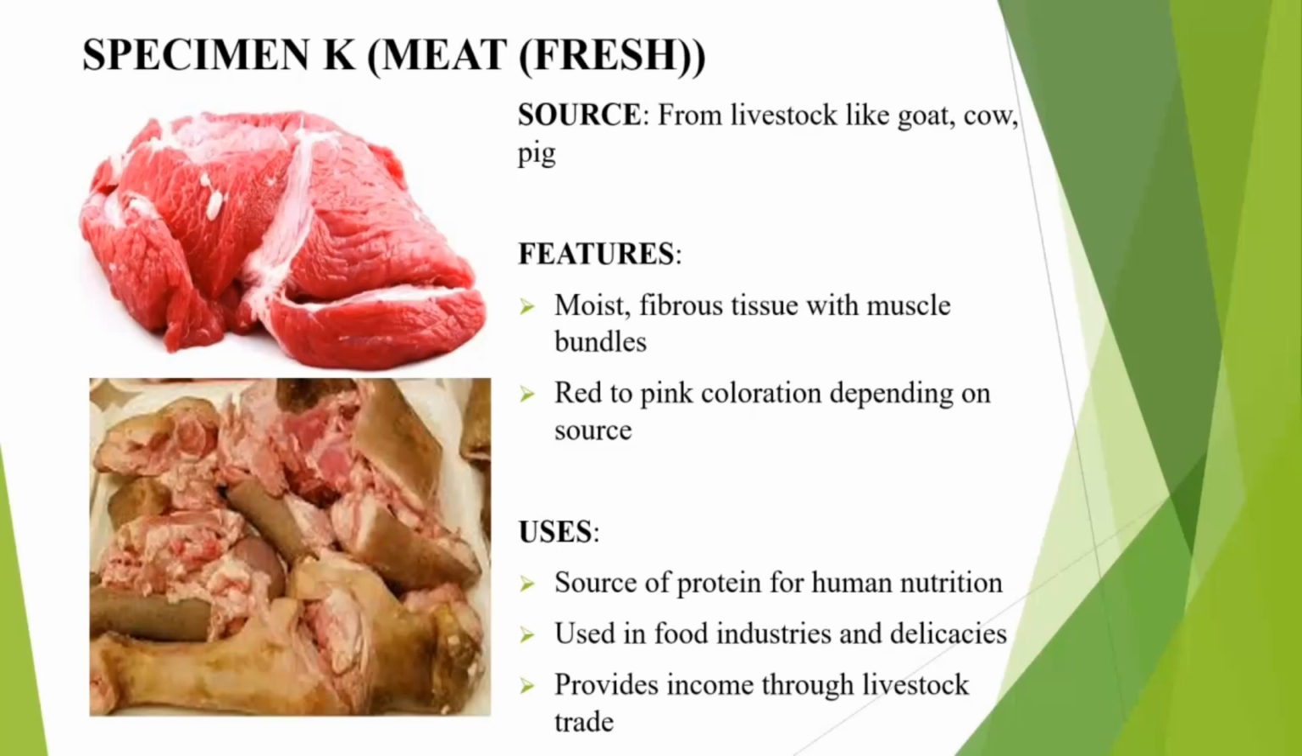Next, they could ask you for the uses. The use is that it's a good source of protein, so it is best used in human nutrition. Also, it can be used in food industries, probably where they produce canned meat, or use it for producing other food products and delicacies. Also, it could provide income for livestock rearers or farmers, and also be a good source of employment to those who are into livestock rearing.